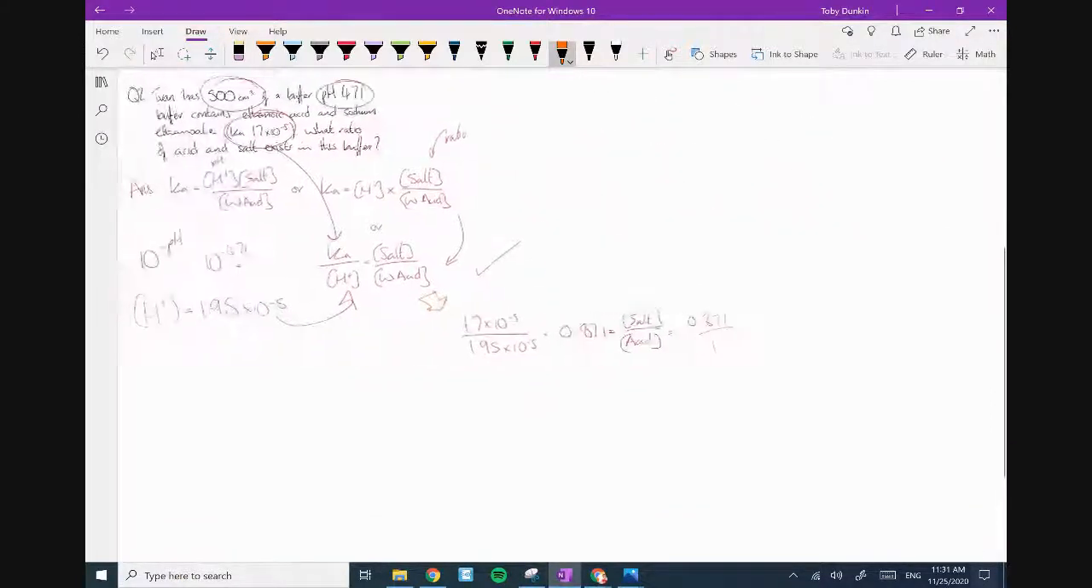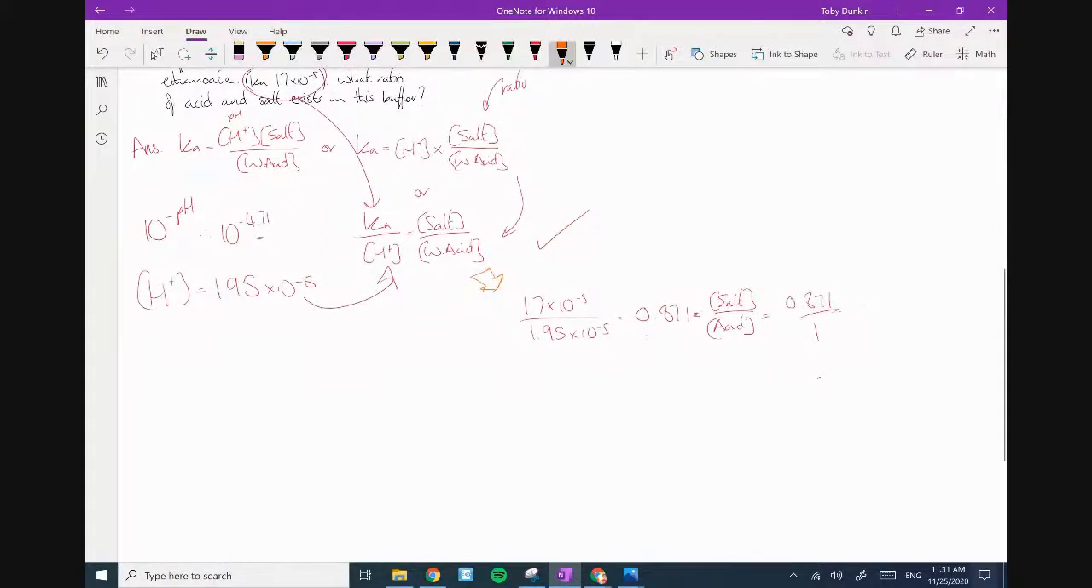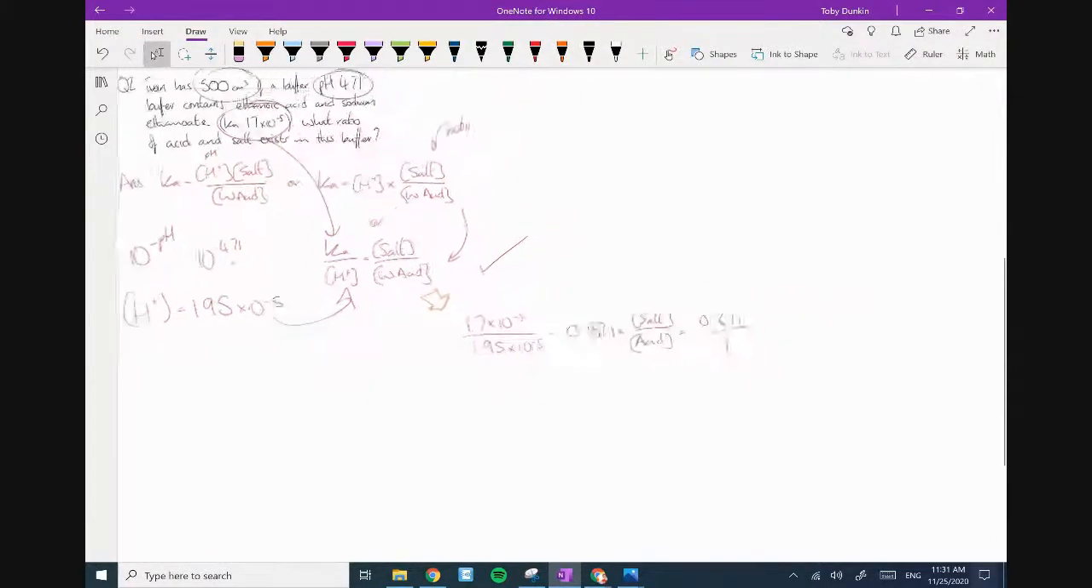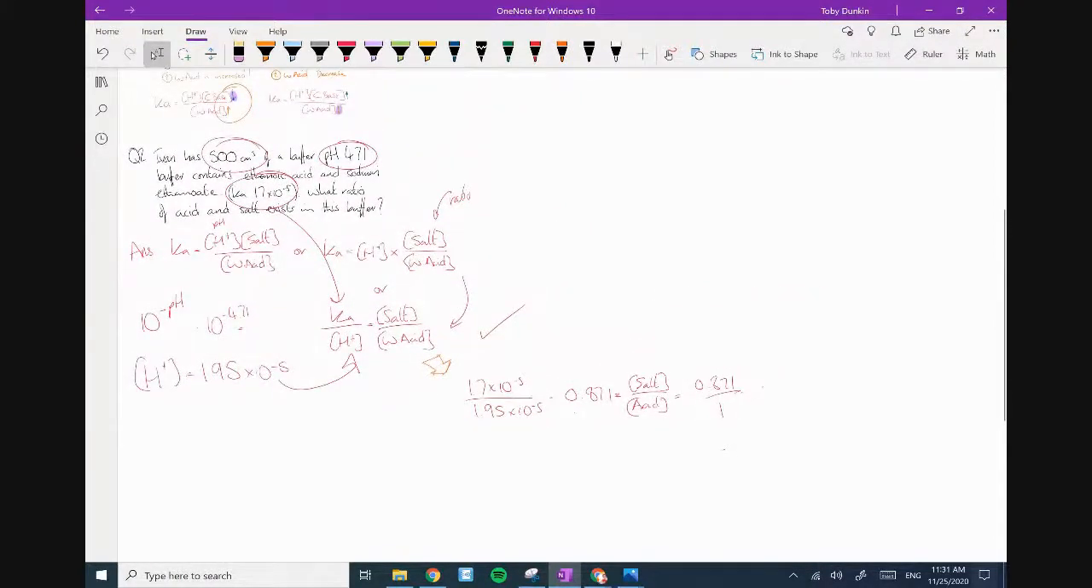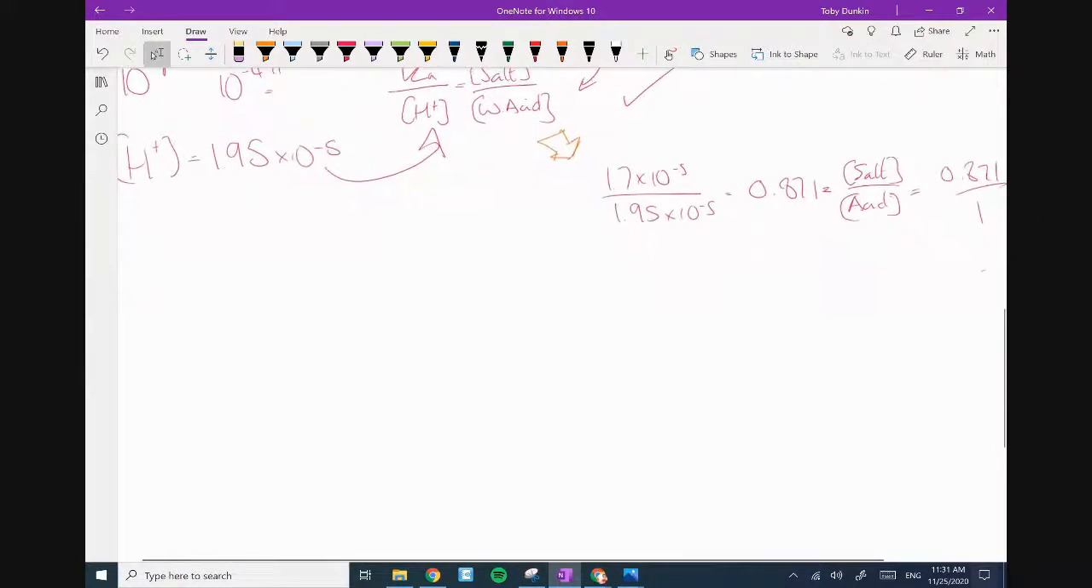So now that we've got all of that, oh, but we don't have moles. We've got concentration. But they're in the same volume. Could we treat them as moles? They're in the same volume, so can we treat them as moles? We can, right? Because they're in the same volume of solution, it shouldn't matter. Okay, all right. Question number 2.